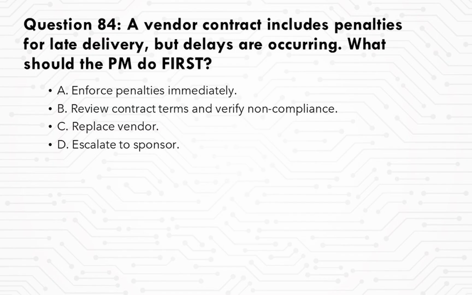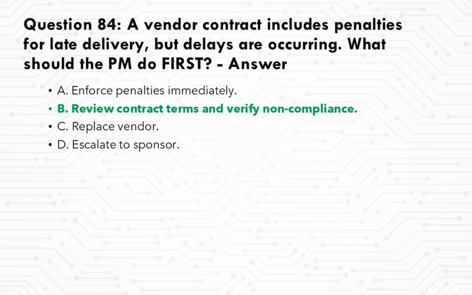Question 84. A vendor contract includes penalties for late delivery, but delays are occurring. What should the PM do first? A. Enforce penalties immediately. B. Review contract terms and verify noncompliance. C. Replace vendor. D. Escalate to sponsor. Answer: B. Always confirm contractual obligations before enforcement.